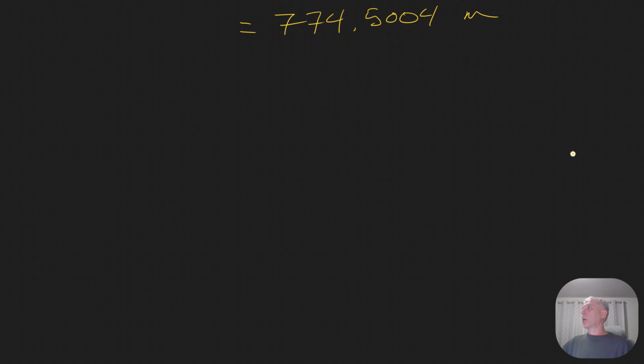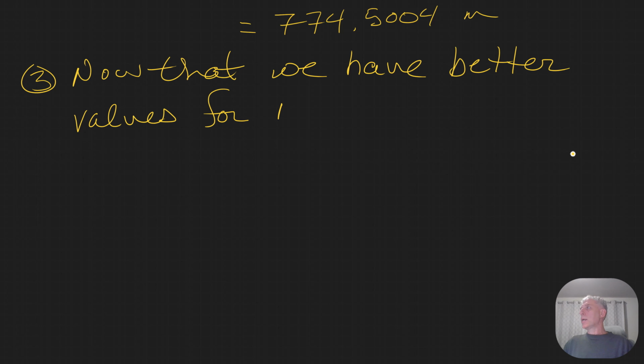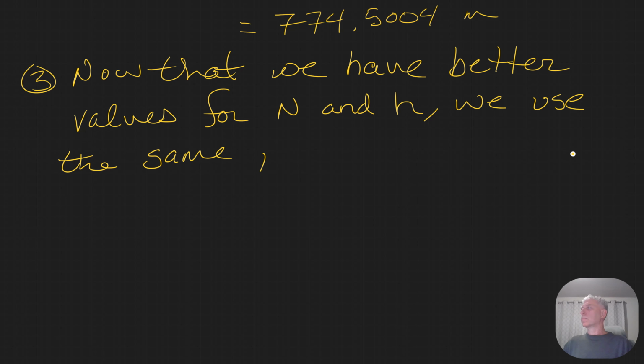So step 3. Now that we have better values for N and H, we use the same process to refine the value of phi that we got, right?